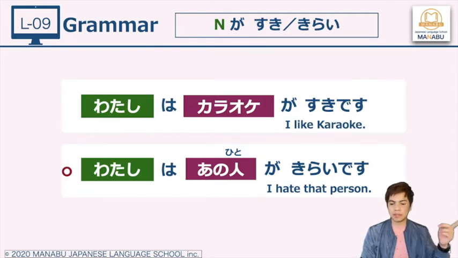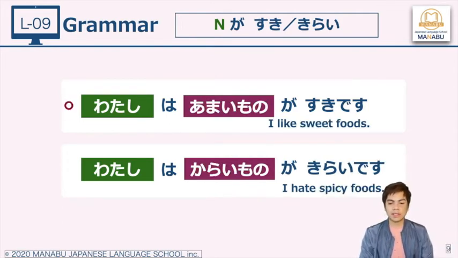You hate that person. Next example is Watashi wa amai mono ga suki desu. I like sweet food. So amai means sweet. So mono literally means thing. But if you attach it with amai, then amai mono means sweet foods. Particle ga suki desu. So you like the amai mono, the sweet foods. Amai mono ga suki desu.